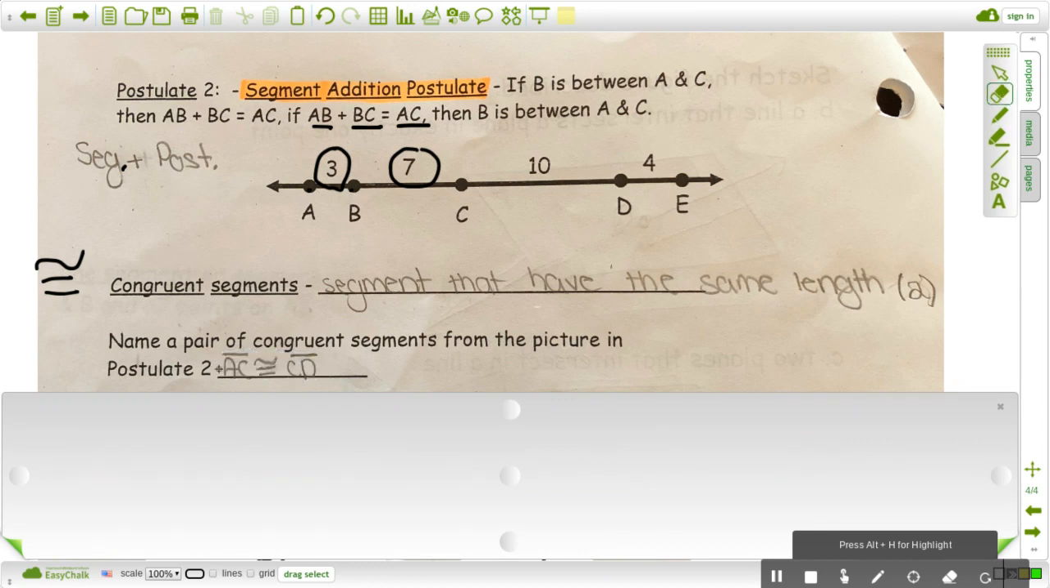So you would write it like this. Segment AC is congruent to segment CD. But if you want to talk about the length, so the distance 10 and the distance 10 over here, you would write AC is equal to CD.